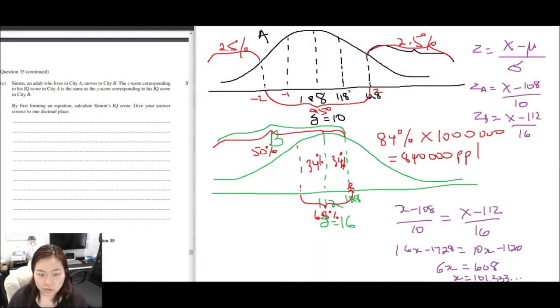Find his IQ score, give your answer correct to 1 decimal place. His IQ is 101.3.